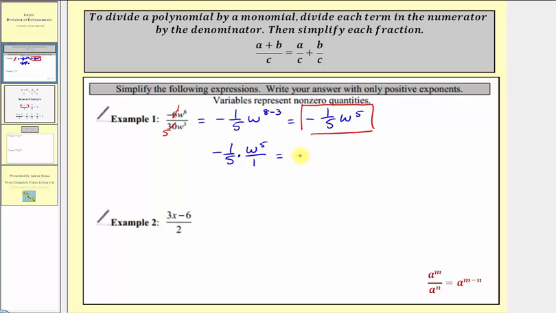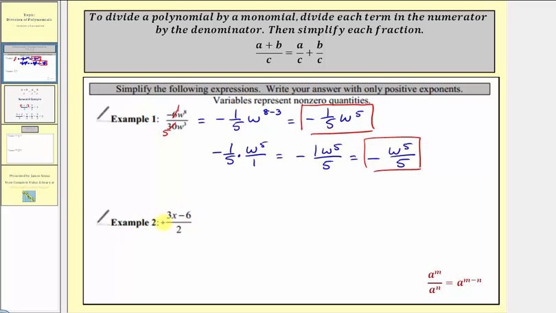In this form, we'd have negative 1 w to the 5th over 5. Of course, the 1 here is optional, so this would be equal to negative w to the 5th divided by 5. Either of these two expressions are acceptable for the simplified expression.